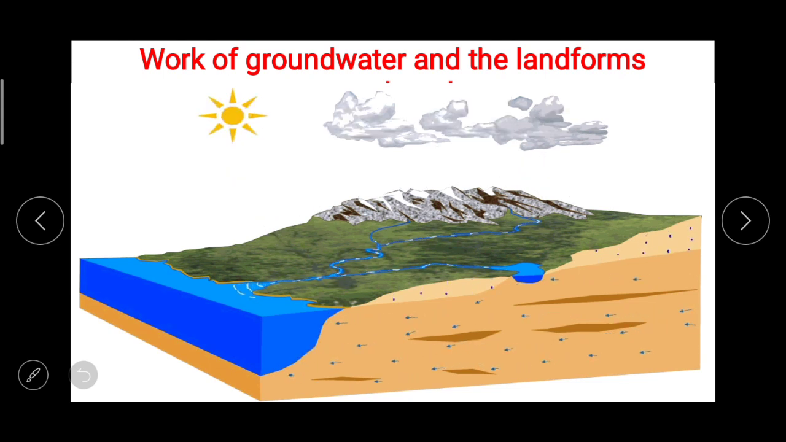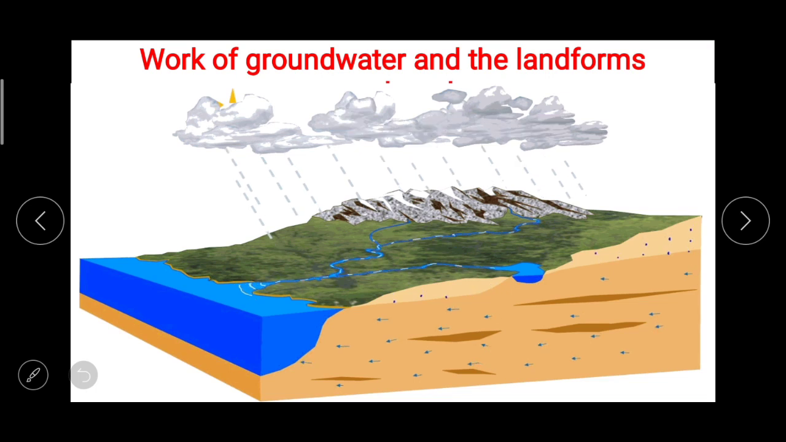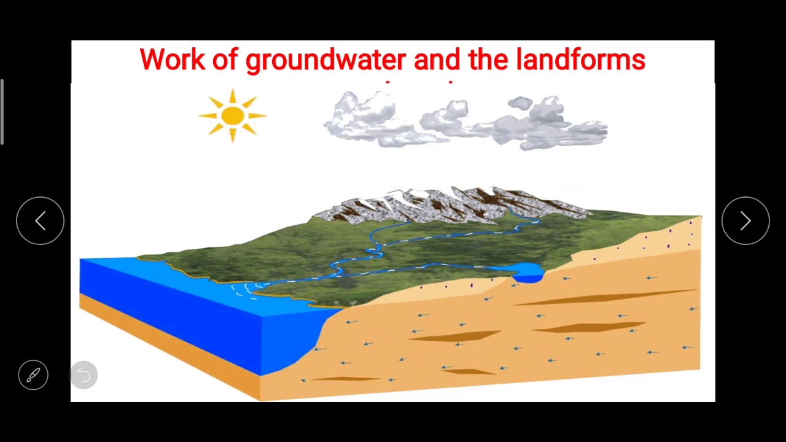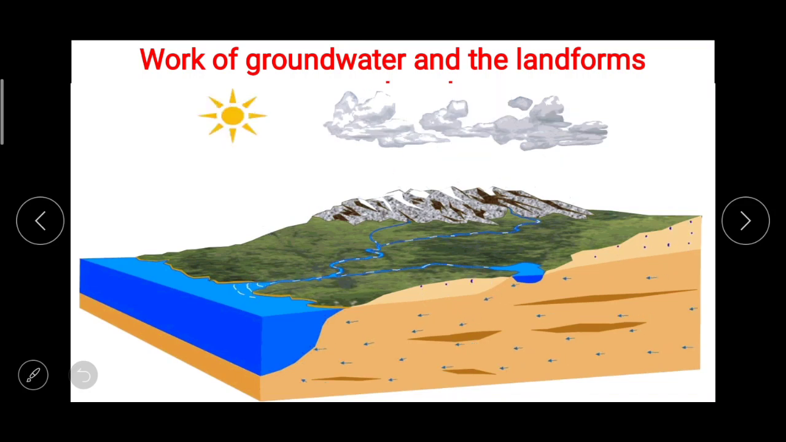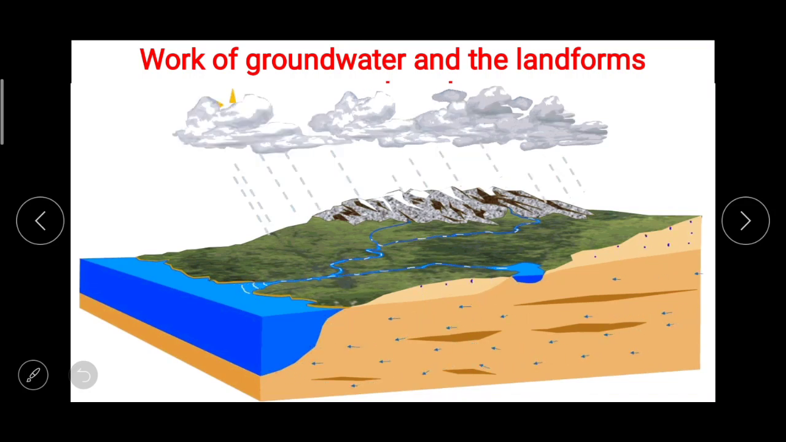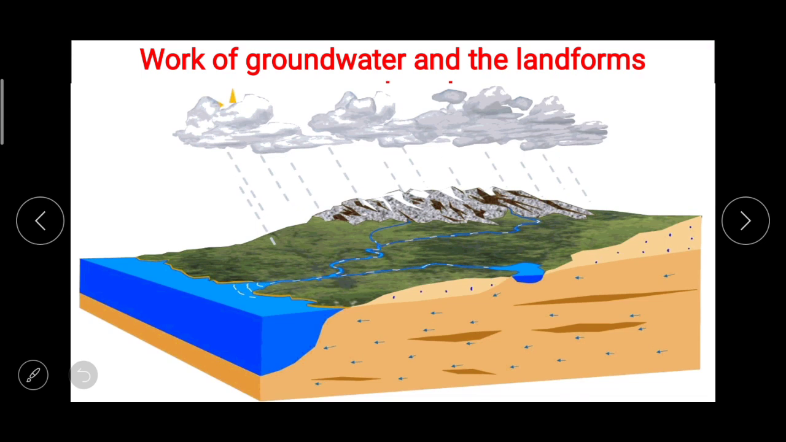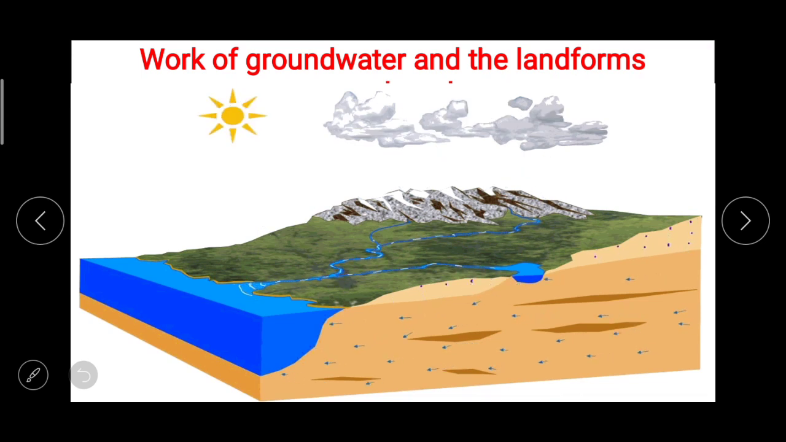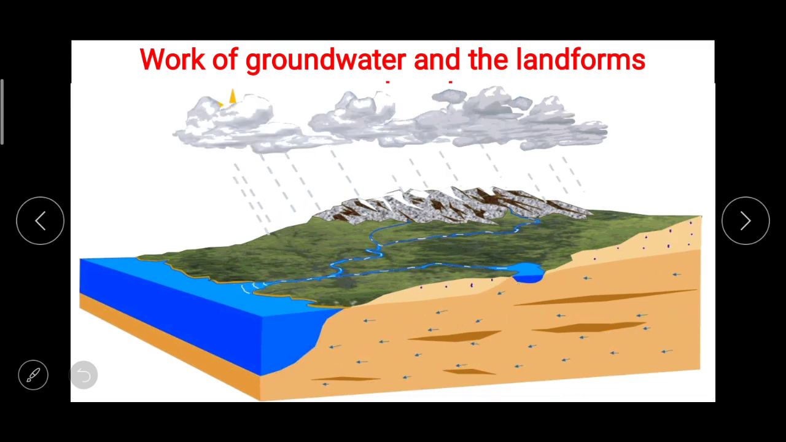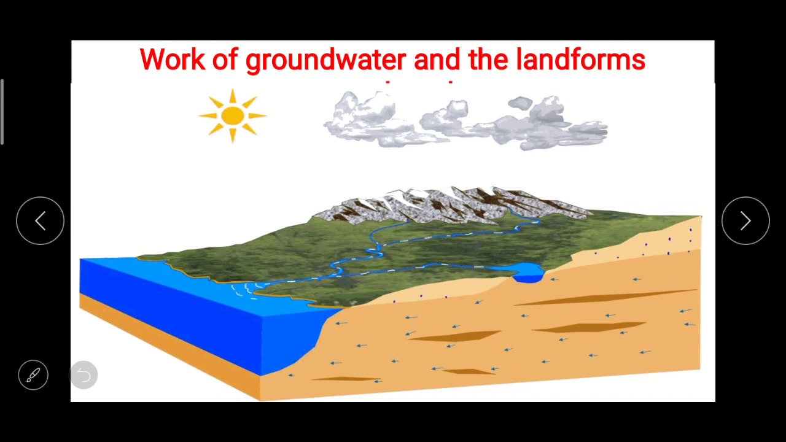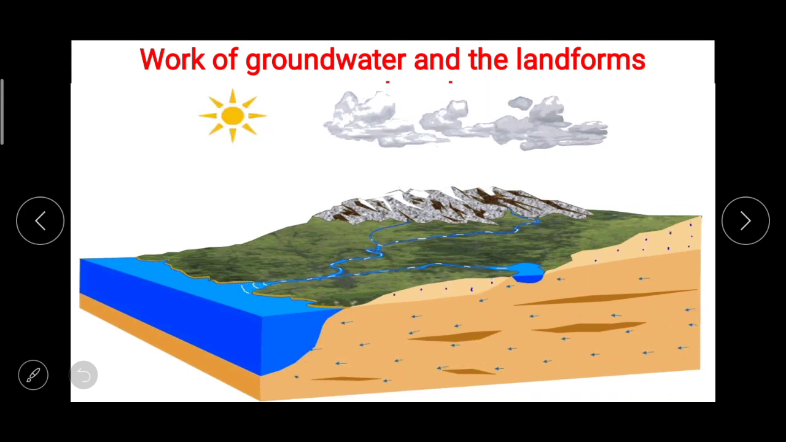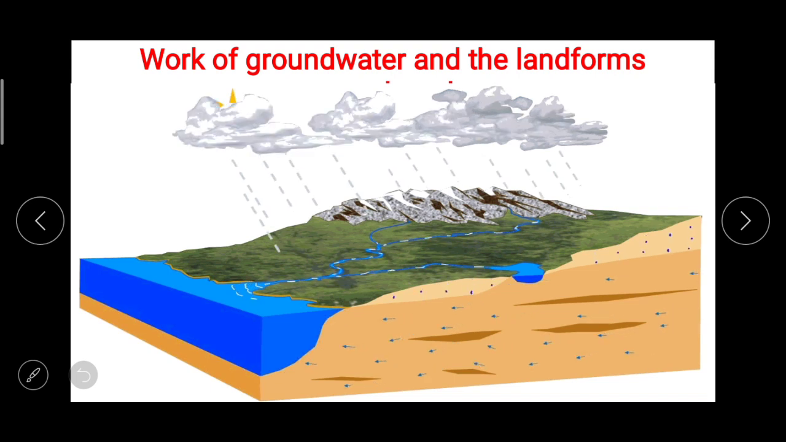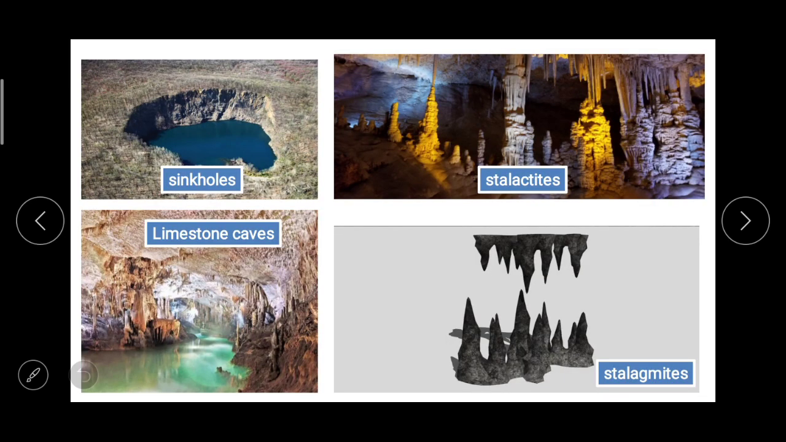When the groundwater evaporates or the volume of the soluble minerals is more than the solubility of the groundwater, the deposition of dissolved material starts and landforms like sinkholes, limestone caves, stalactites and stalagmites are formed. Here now again you can see.